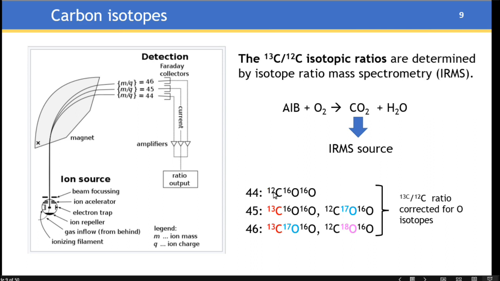Of course, 44 is the all-C12 light one. 45 has the C13 in it, but it also has some oxygen 17. So the computer program will take these three intensities, subtract out the effect of the oxygen, and give the true 13 to 12 ratio.